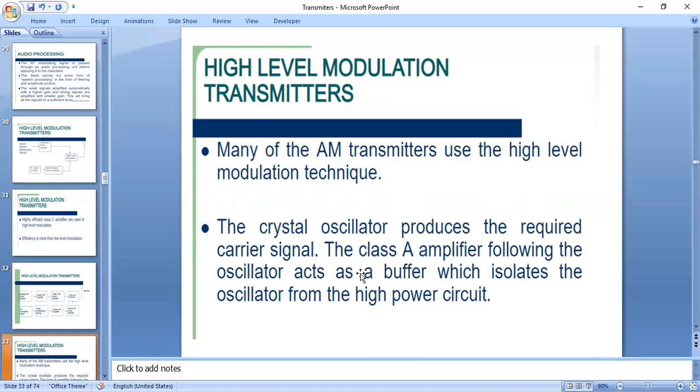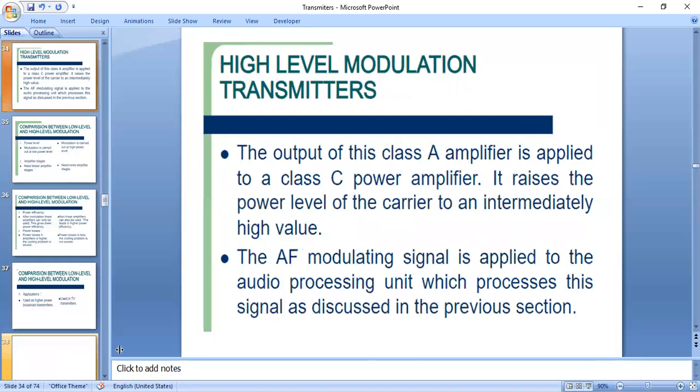And also the class A power amplifier we use will be followed by the oscillator. It acts as a buffer circuit. Buffer circuit means whatever input we are giving, the same output we will get, and it will be used for impedance matching.